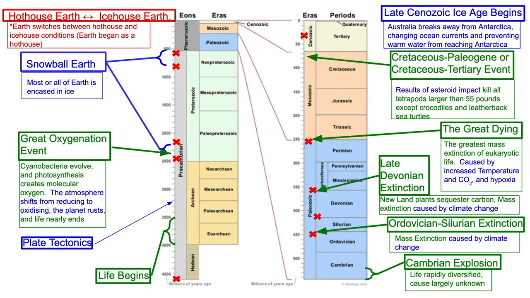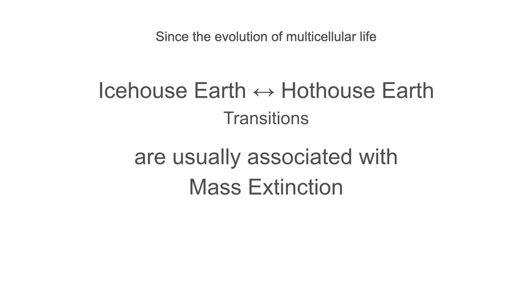And this was an asteroid impact that killed all tetrapods larger than 55 pounds, except the crocodilians and leatherback sea turtles. I point this one out specifically because this is the only one of our mass extinctions that is not pointed directly at a red X. So what are those red X's? Well, those red X's are the places in Earth's history where we have switched between icehouse and hothouse Earth. And what does this mean? Well, it means that at least since the evolution of multicellular life, the transition between icehouse Earth and hothouse Earth is usually associated with mass extinction.